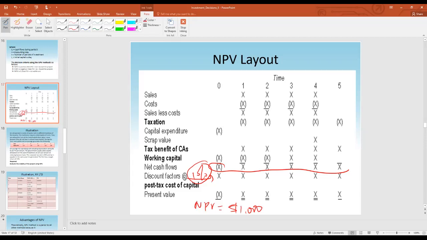Let me repeat. At 10%, these cash flows gave us a positive NPV of 1,000. We want to determine what discount rate we should use that will give us an NPV equal to zero. Now the question is, should the discount rate be lower than 10% or higher than 10%?